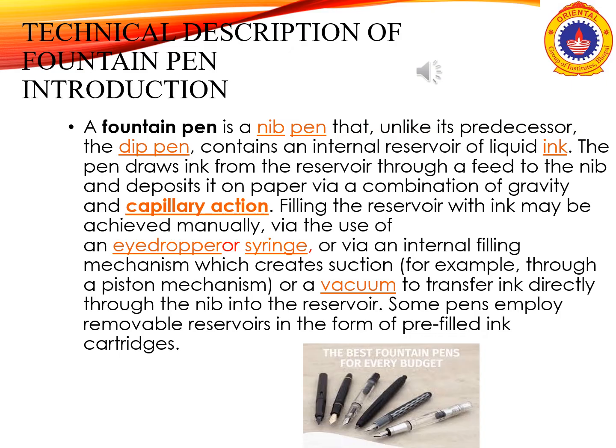Filling the reservoir with ink may be achieved manually via the use of an eyedropper or syringe. So very few use fountain pens nowadays. You know how we put the ink through a syringe or an eyedropper, or via an internal filling mechanism which creates suction, or a vacuum, to transfer ink directly through the nib into the reservoir. Some pens employ removable reservoirs in the form of pre-filled ink cartridges.